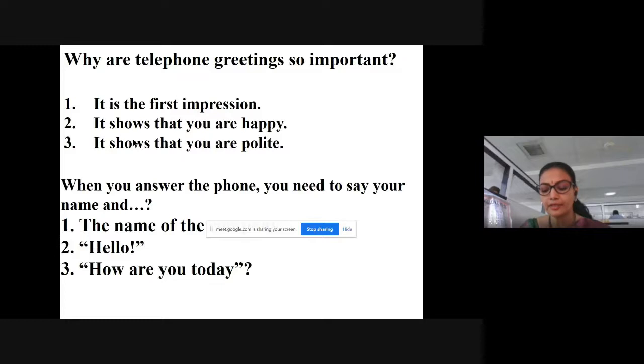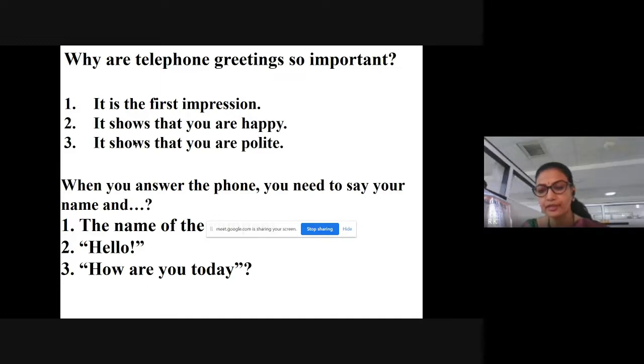Why are telephone greetings so important? There are three choices given here. I want the participants to answer, maybe by posting in the chat box. You can just give me either number 1, 2, or 3 as the answer. Why are telephone greetings so important? Either it is a first impression, or it shows that you are very happy, or it shows that you are very polite.